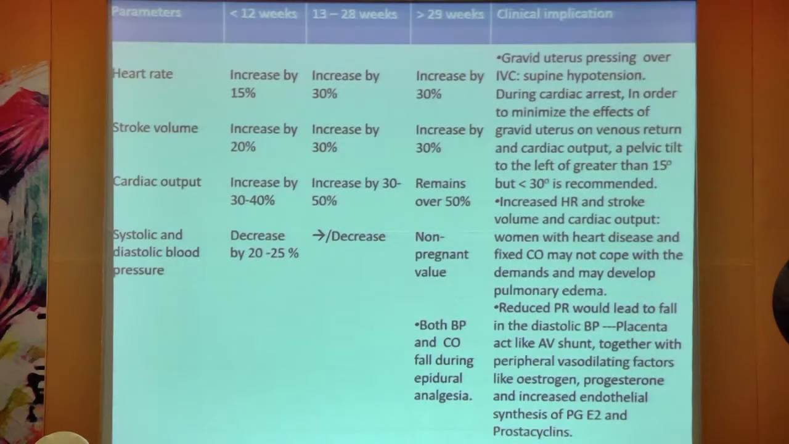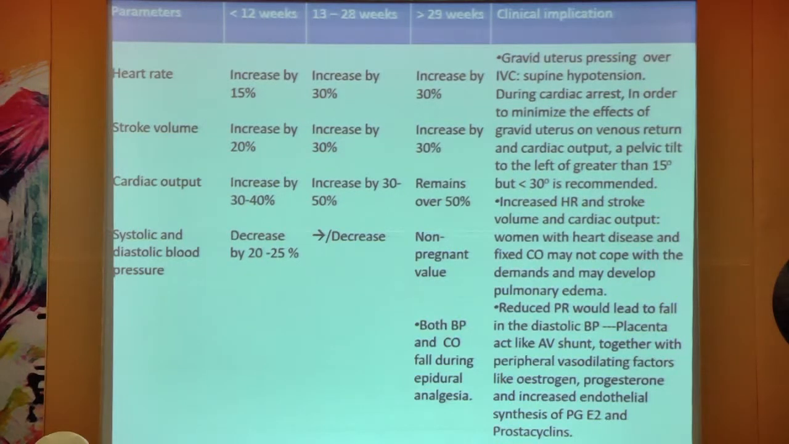Coming to the cardiac output, the heart rate, the stroke volume, and the cardiac output all rise by 30 to 50% by the third trimester. The systolic blood pressure falls, but not as much as the diastolic blood pressure. It falls by 20 to 25% in the initial stages and later comes to the non-pregnant level. This is because of reduced peripheral resistance, because the placenta acts as an AV shunt together with other peripheral vasodilating factors like estrogen, progesterone, and increased endothelial synthesis of prostaglandin E2 and prostacyclins.